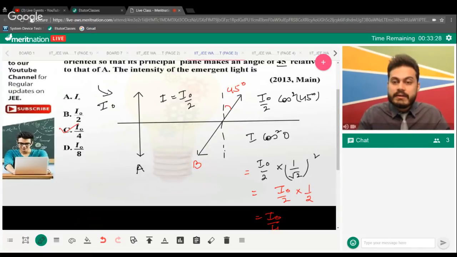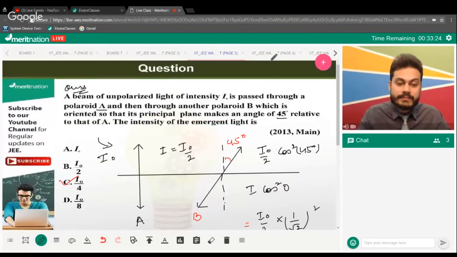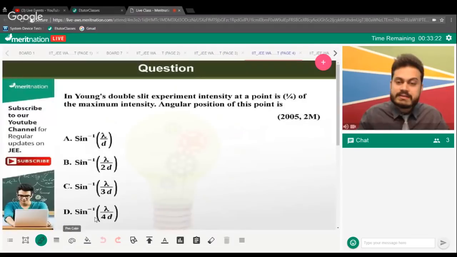Which chapter? Beta, you should be knowing it, which chapter it is, but it is wave optics, Beta. It is a topic from wave optics, so you should be knowing it.